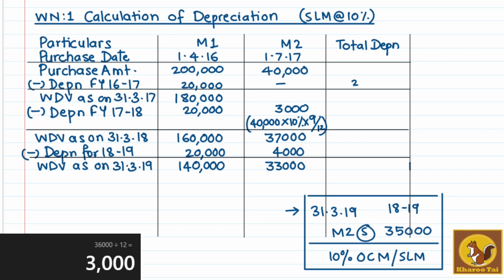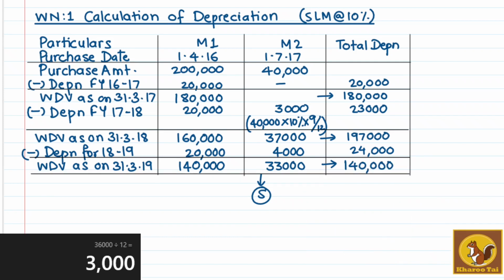First year the total depreciation will be 20,000. In second year will be 20 plus 3, that is 23,000. And in third year 20 plus 4, 24,000. WDV after first year will be 1,80,000. After second year will be 160 plus 37 is 197. And in third year this asset will be sold. So this asset will not come in our WDV total, right? This asset will not be there in our business anymore. So the WDV will be only of first machinery, that is 1,40,000.